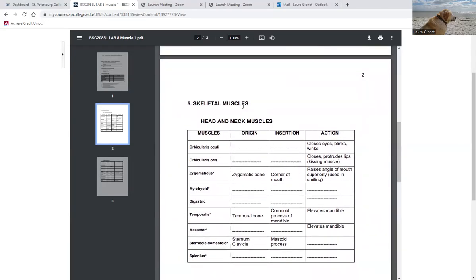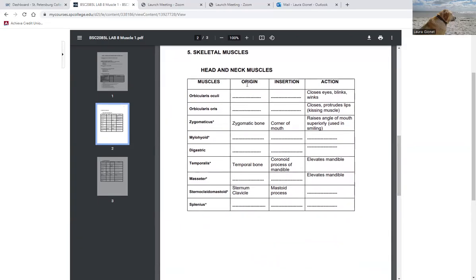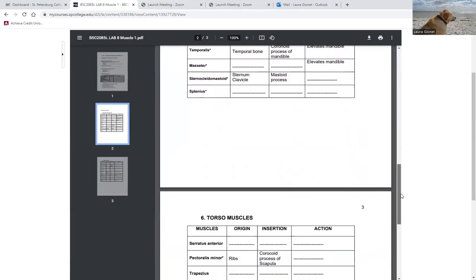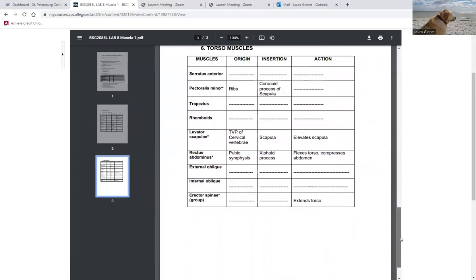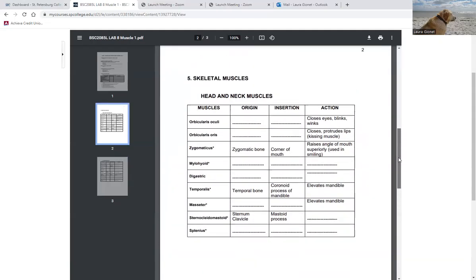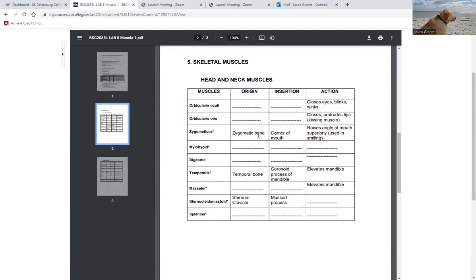Okay, so now we're going to move on to the skeletal muscles that we're going to identify, and then you can see which origins, insertions, and actions you need to know. So these are the head and neck muscles. Over on the left-hand side, vertical column, we have the muscles. You're to identify all these muscles: orbicularis oculi, orbicularis oris, zygomaticus, mylohyoid, digastric, temporalis, masseter, sternocleidomastoid, and splenius. The asterisk just means that you need to know something else, like an origin, insertion, or maybe even an action for those muscles.